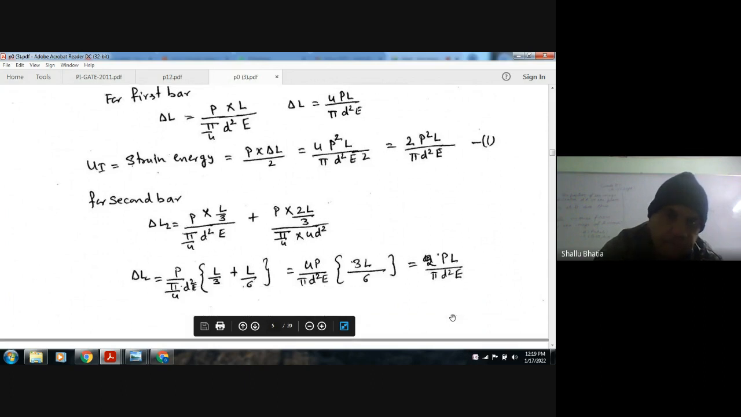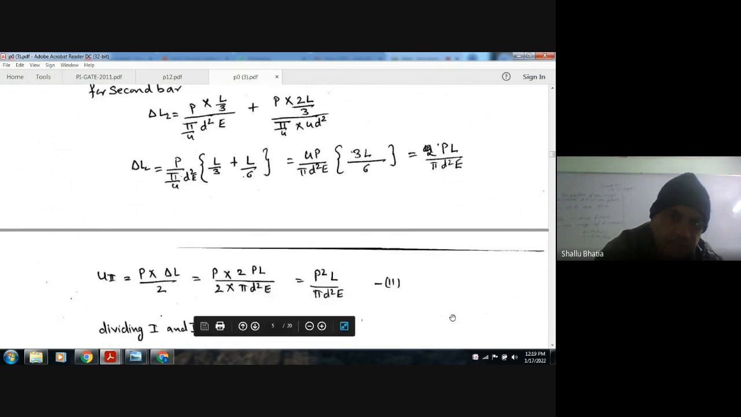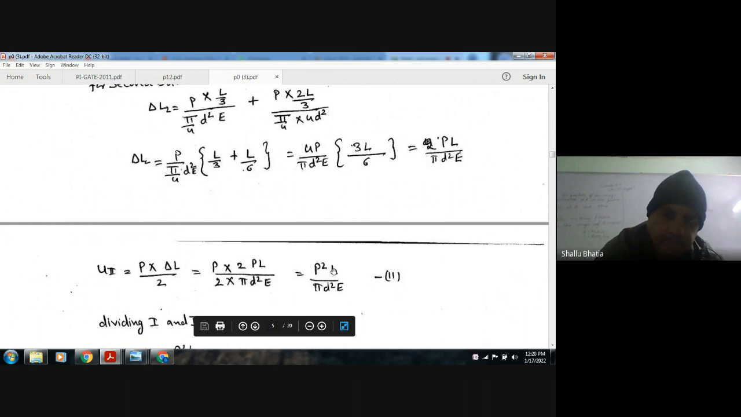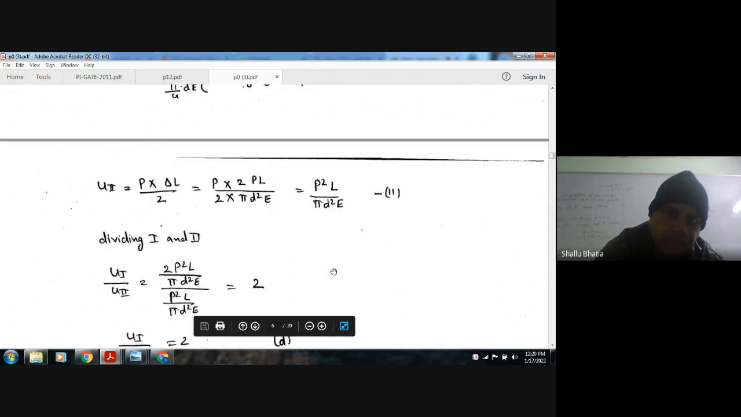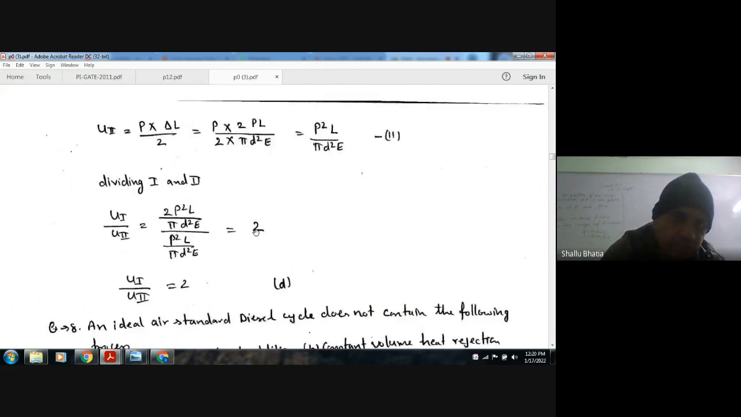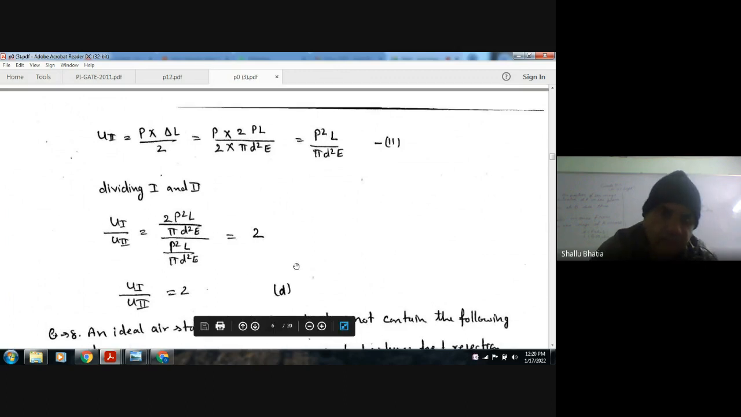Okay. So from this the strain energy is your P into del L by 2, and del L is your 2PL by pi d square E, so it is P square L by pi d square E. So finding out the ratio U1 by U2, we take 2, so the answer is your D.